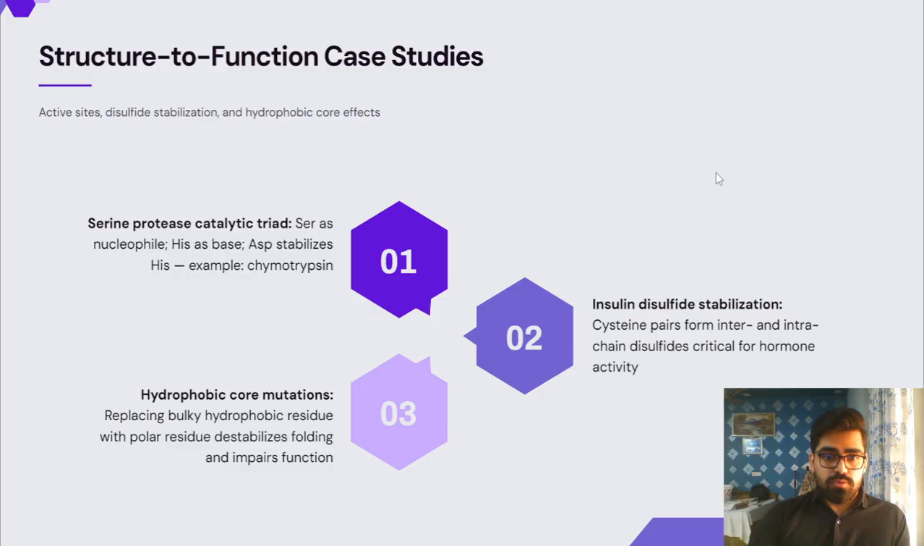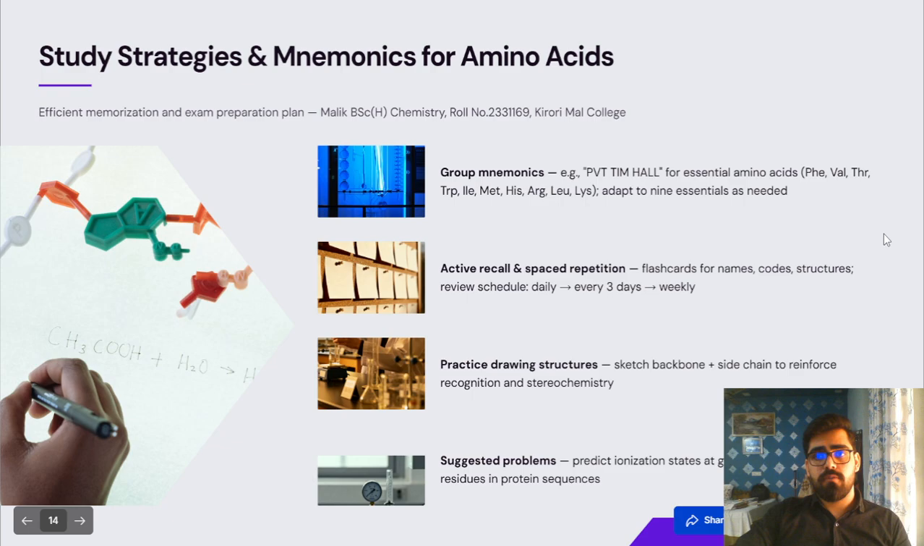You can make some games based on flashcards for the names and structures. The one who matches or guesses wins the game. It can be played weekly. We can practice drawing structures as sketches. They should be at the back of our head. Now, suggested problems: predict ionization states at given pH values. This topic may take time, but it will come to you if you practice it regularly. So these are the four steps which I would recommend to understand this topic better and to have the best knowledge on this topic.